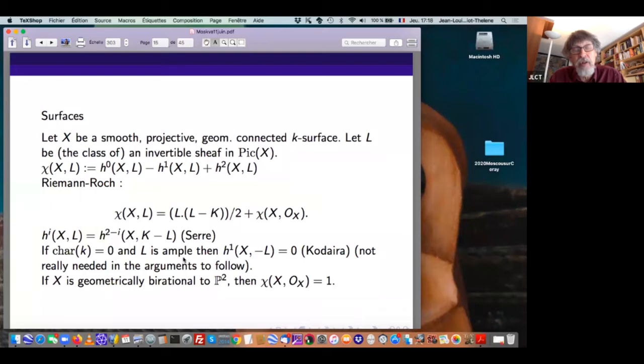Here I mention something which actually is not needed for the arguments which follow, but if you want the exact value in the end, you're happy. If L is ample and h1(X, minus L) is 0, then in characteristic 0, Kodaira tells you that this group is 0. This group is 0. This dimension is 0. And finally, if X is geometrically birational to P2, these are the varieties we're going to be interested in, this quantity here is just 1.